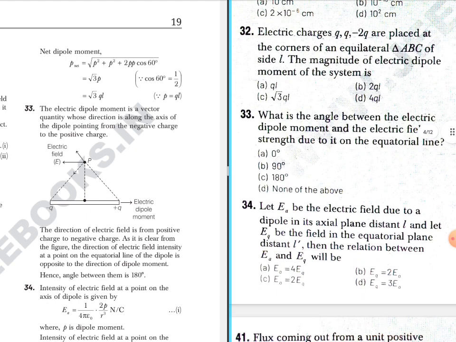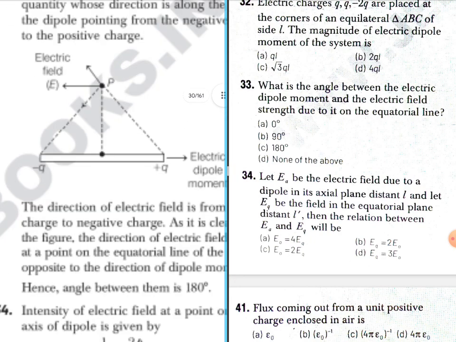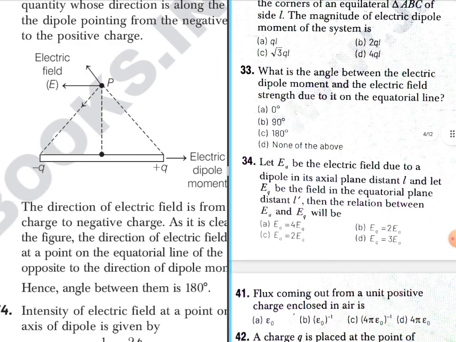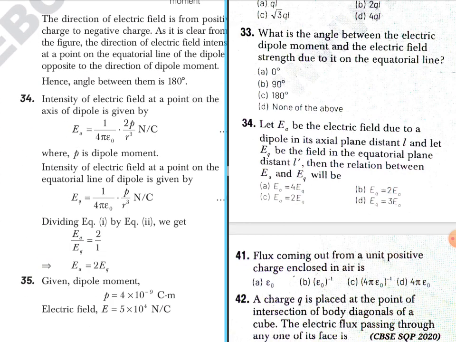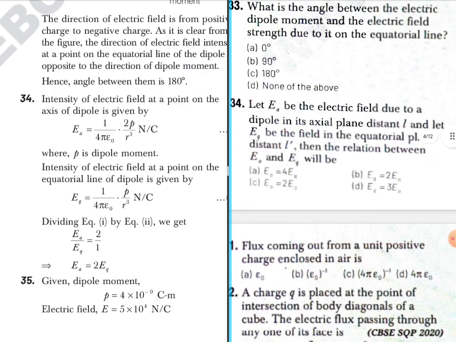33rd question. What is the angle between a dipole moment and the equatorial line? Dipole moment is from negative to positive, and the equatorial line is along the negative x direction. The angle between them is 180 degrees. So 34th question is the ratio between the axial line and equatorial line electric field. Axial line is 2 times equatorial line. So option C is the right answer.